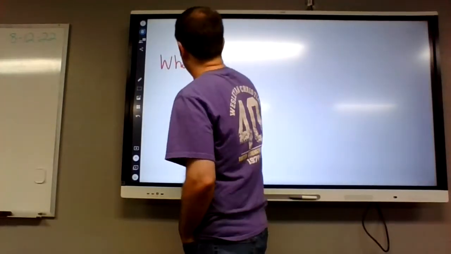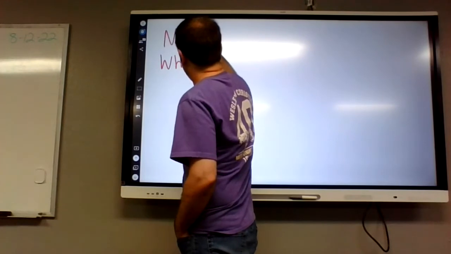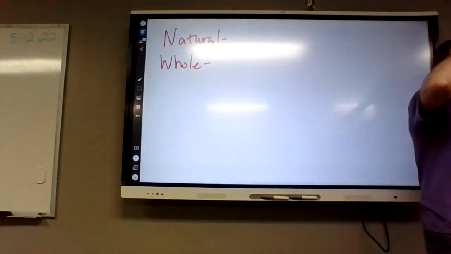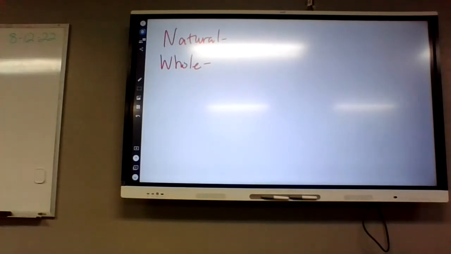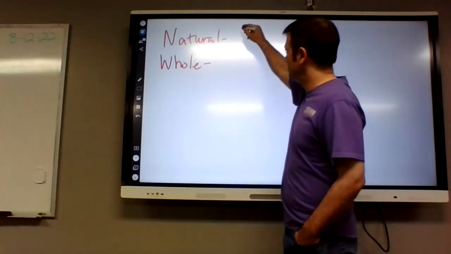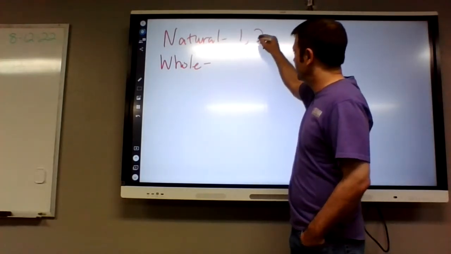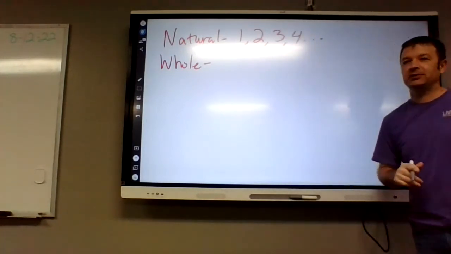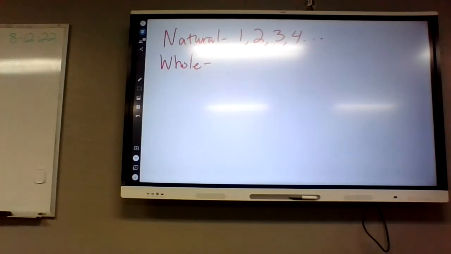Let's start with, can anybody tell me what natural numbers, a set of natural numbers, are? You might not know. Maybe somebody saw it in their book. Okay, natural numbers are sometimes called the counting numbers. 1, 2, 3, 4, goes forever. Okay, starts at 1, goes forever.